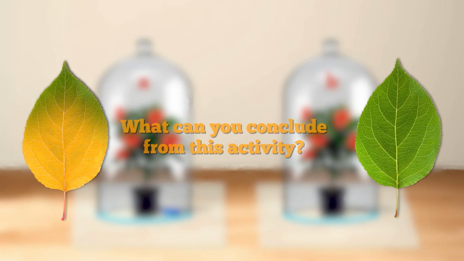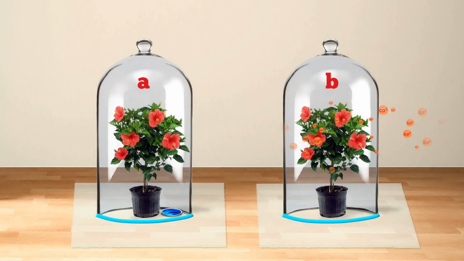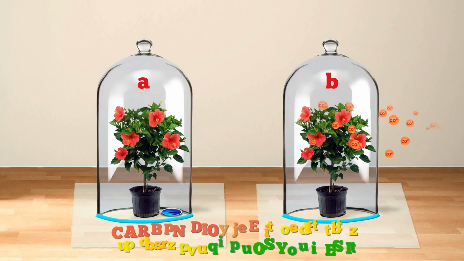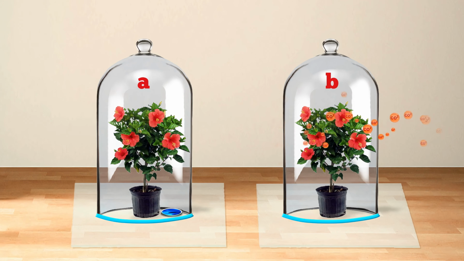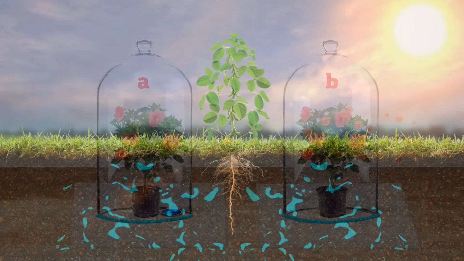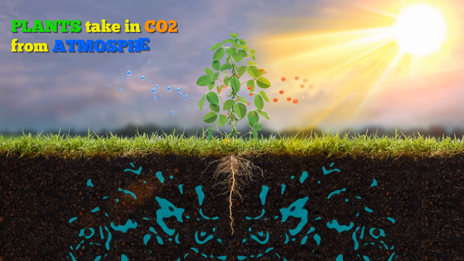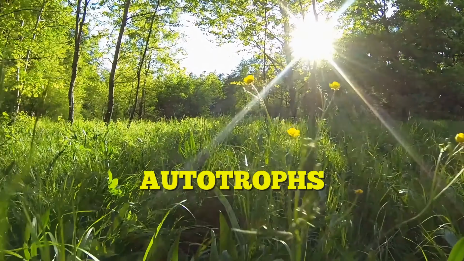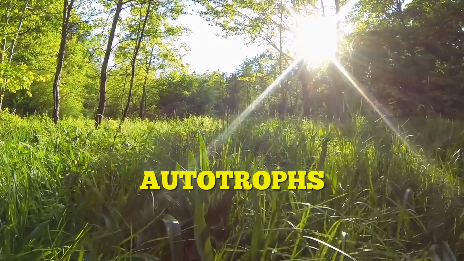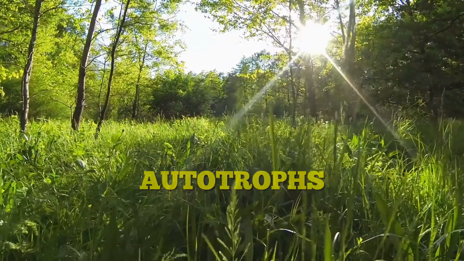What can you conclude from this activity? We can conclude from this activity that carbon dioxide is necessary to carry out photosynthesis at proper rate. That is why plants take in CO₂ from atmosphere during the day. Autotrophs also need other raw materials for building their body.